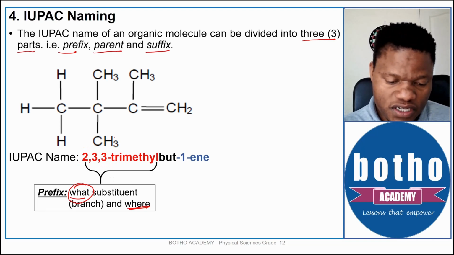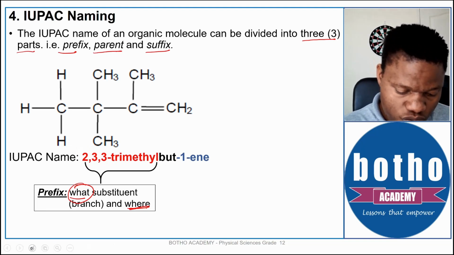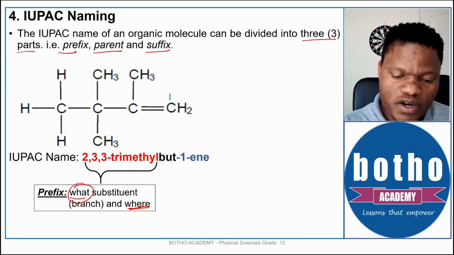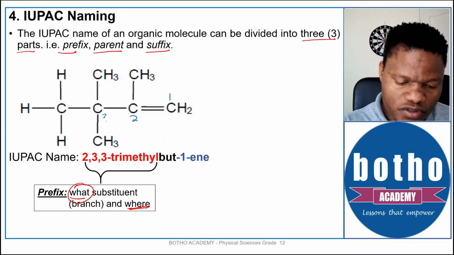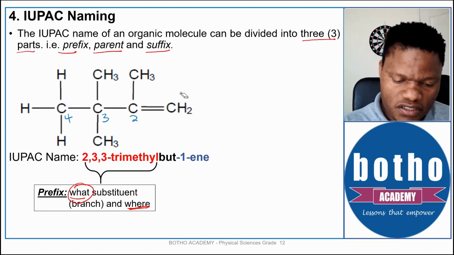at our diagram, remember with this one, we always start counting closer to the functional group. This is the functional group, that's the double bond. So we would actually start counting at carbon 1 there. This would be carbon 2, this would be carbon 3, and this would be carbon number 4. All right, let me put the name underneath so that we can follow.